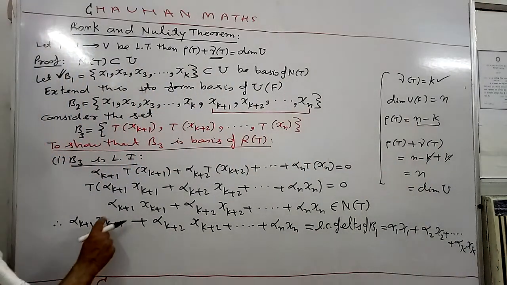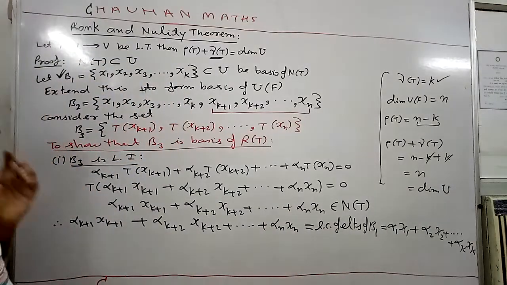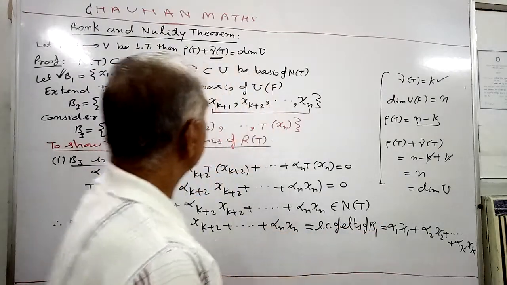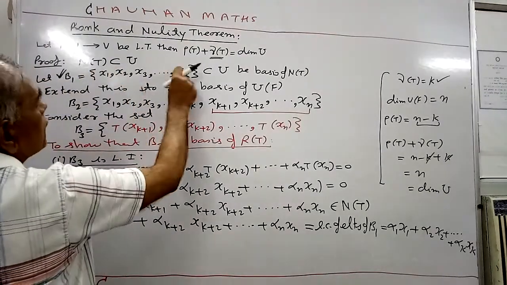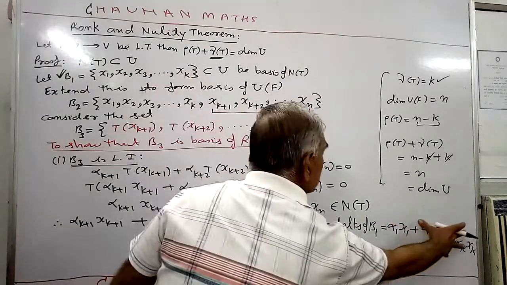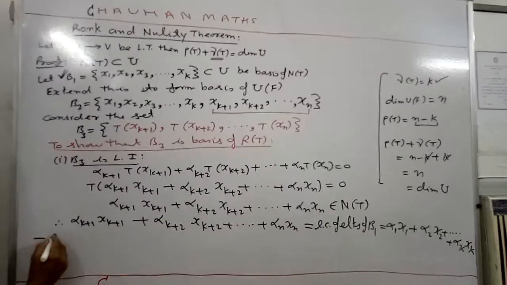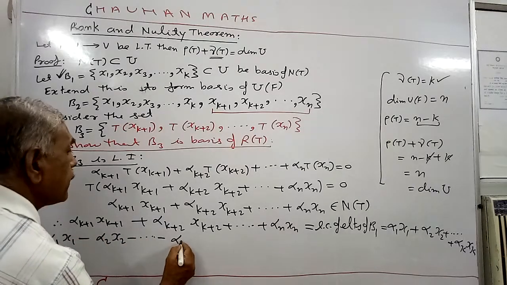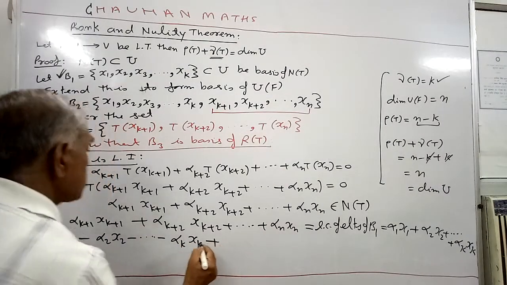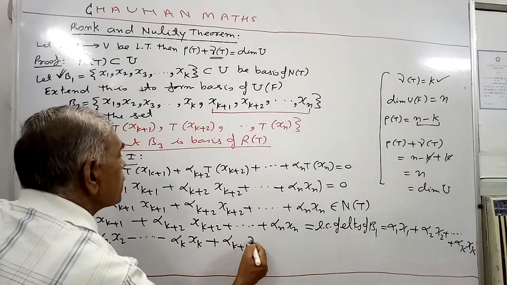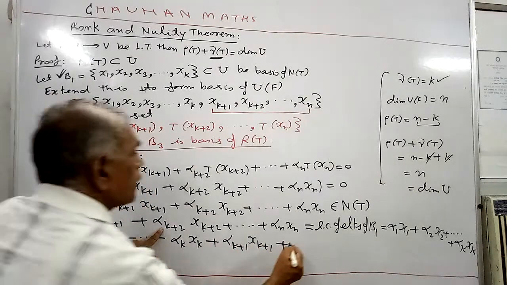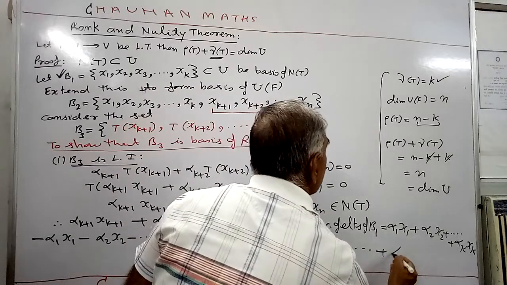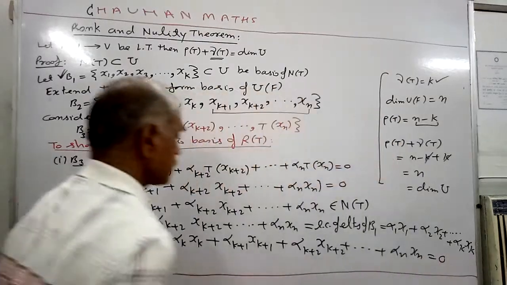Because this element belongs to the null space of T, it can be expressed as a linear combination of elements of B1. Here we have written that linear combination. So shift those elements to the left side. We get minus alpha 1 x1, minus alpha 2 x2, minus alpha k xk, plus alpha k plus 1 xk plus 1, plus alpha k plus 2 xk plus 2, and continue up to alpha n xn is equal to 0.